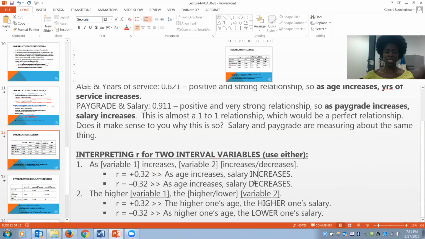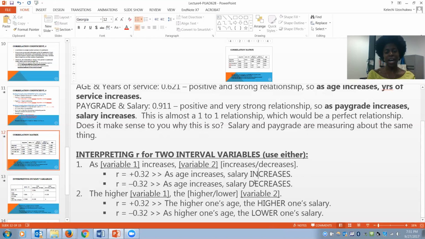Another way we could say it, because you don't have to say everything the same way: I can say as age increases, salary increases. Someone else might want to say the higher one's age, the higher one's salary. And there are even more ways, like the older one gets, but for the sake of providing you with a generic form that you can literally complete for everything that you have a correlation coefficient for two interval variables, I provide these two examples, these two word formulas where you literally type in the word for whatever the variable is.